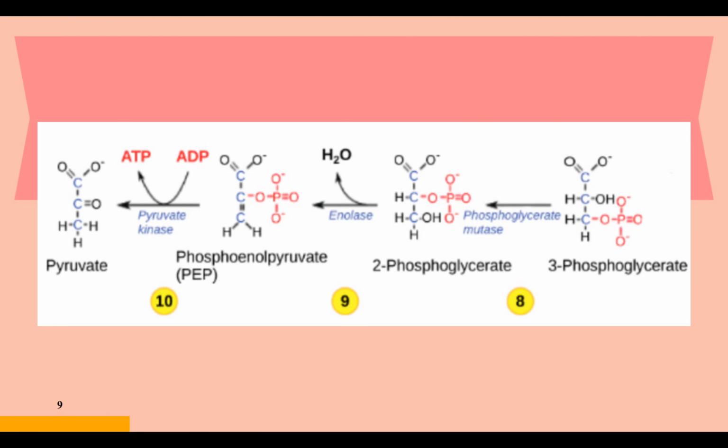In step 9, 2-phosphoglycerate loses a molecule of water, becoming phosphoenolpyruvate. Phosphoenolpyruvate is an unstable molecule, poised to lose its phosphate group in the final step of glycolysis. In step 10, phosphoenolpyruvate readily donates its phosphate group to ADP, making a second molecule of ATP. As it loses its phosphate, phosphoenolpyruvate is converted to pyruvate, the end product of glycolysis.